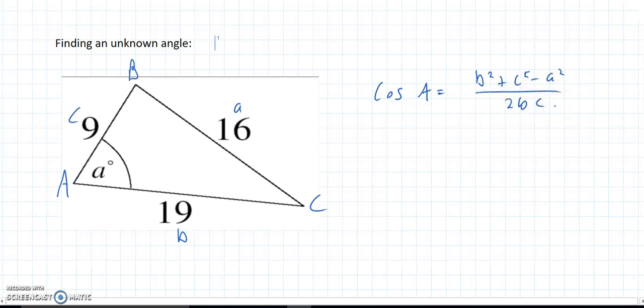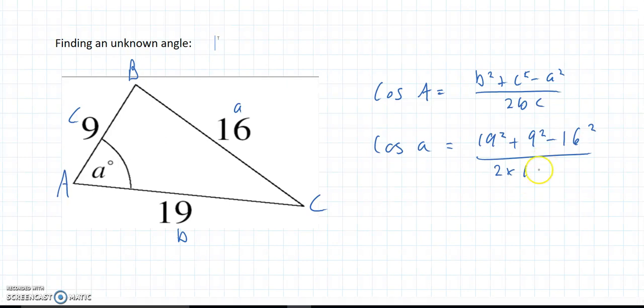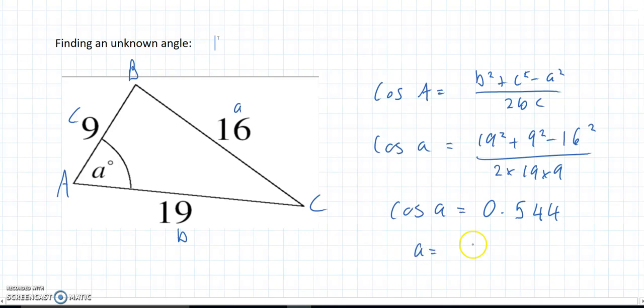And sub in. Note we can use this when we've got three sides wanting to find an angle. Cos A equals B squared is 19 squared plus 9 squared take 16 squared over 2 times, that's a lie, 2 times 19 times 9, sub these in very carefully. Cos A is equal to 0.544. Now, clearly, that's not what the angle is. To get the angle, we must say A is equal to inverse cos of 0.544. A is equal to inverse cos of the answer, which is 57 degrees.